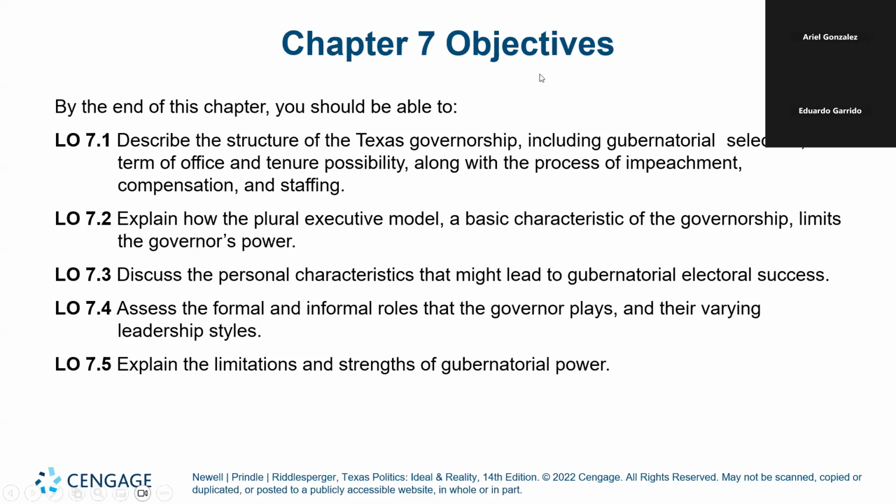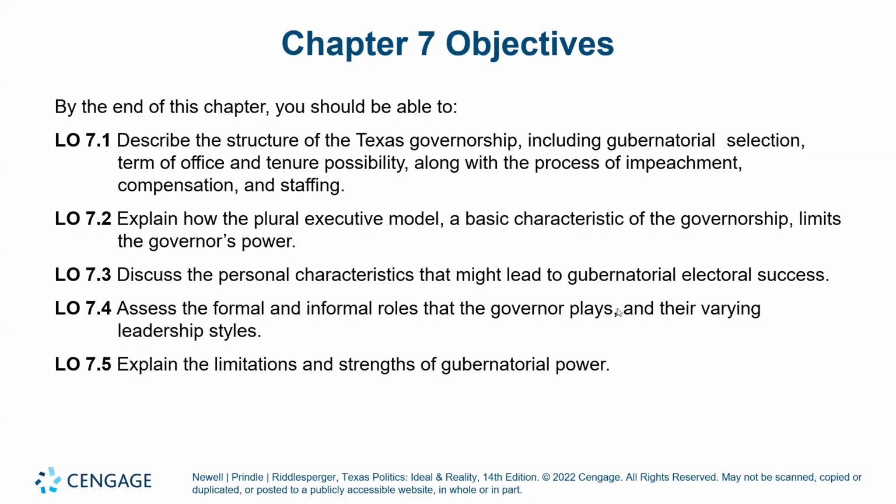So let's take a look at the objectives here. By the end of this chapter, you should be able to describe the structure of the Texas governorship, including gubernatorial selection, term of office, and tenure possibility, along with the process of impeachment, compensation, and staffing. We're going to take a look at how the governor is ultimately elected, how long their term is, what the chances are of them being able to stay on as governor in terms of their reelection chances, as well as how much they get paid and what some of the perks and allotments are that they get being the governor of Texas here.